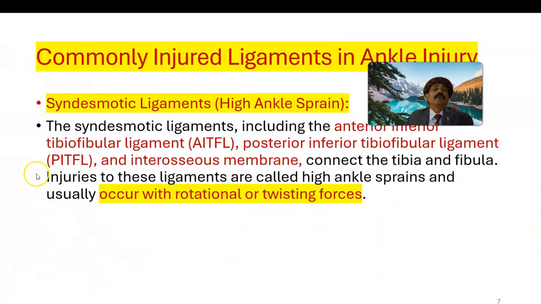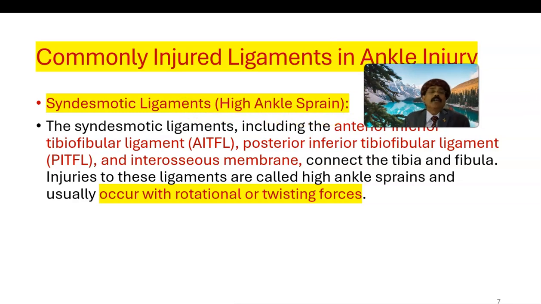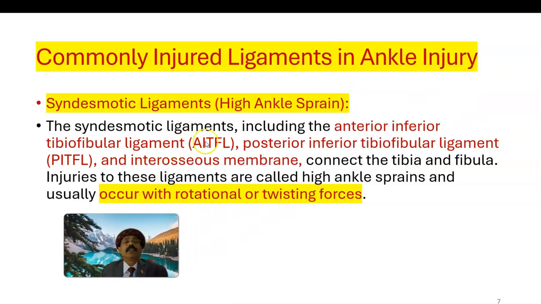This is the high ankle sprain that may be damaged. The syndesmotic ligament includes the anterior inferior tibiofibular ligament, the posterior inferior tibiofibular ligament, and the interosseous membrane connecting the tibia and fibula. Injuries to these ligaments are called high ankle sprains and usually occur with rotational or twisting forces.